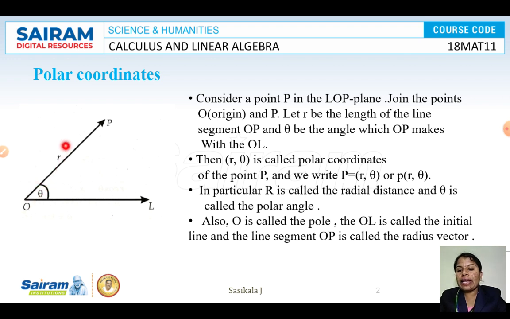So we can call it either the radial distance or the radius vector. O is nothing but the pole and OL is your initial line. So this is the introduction to polar coordinates.